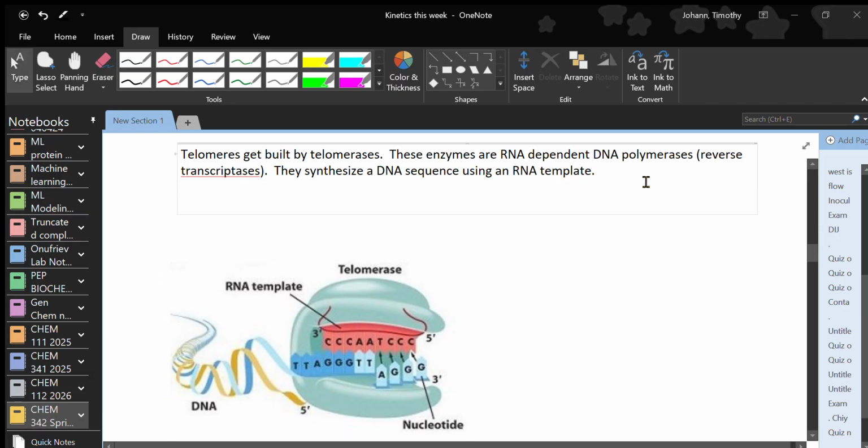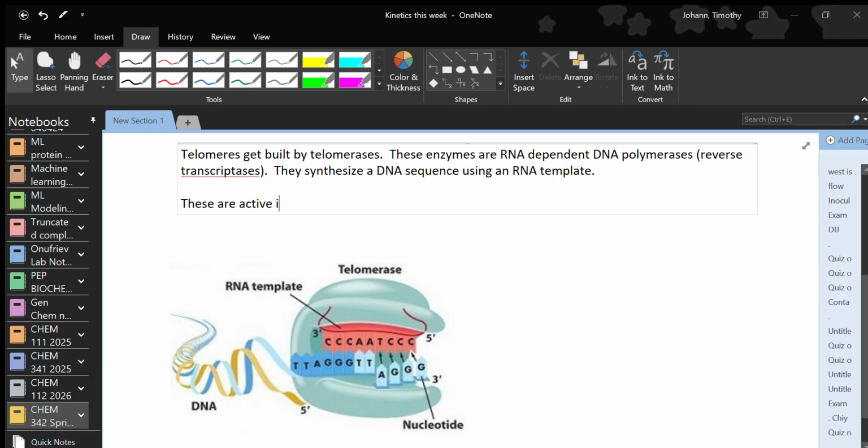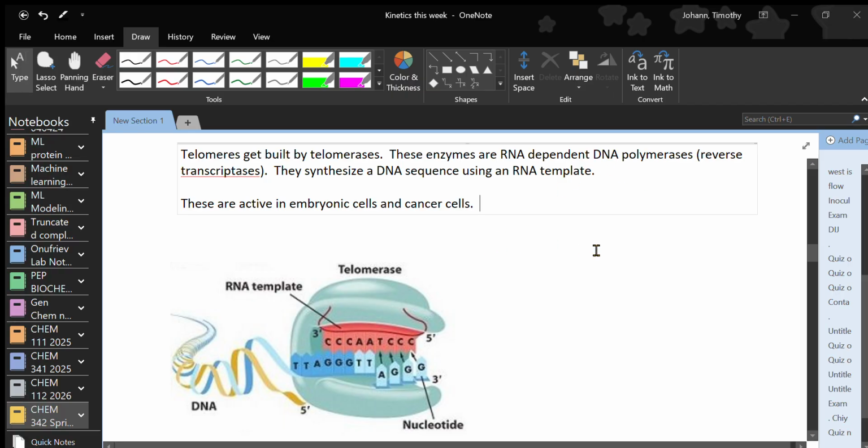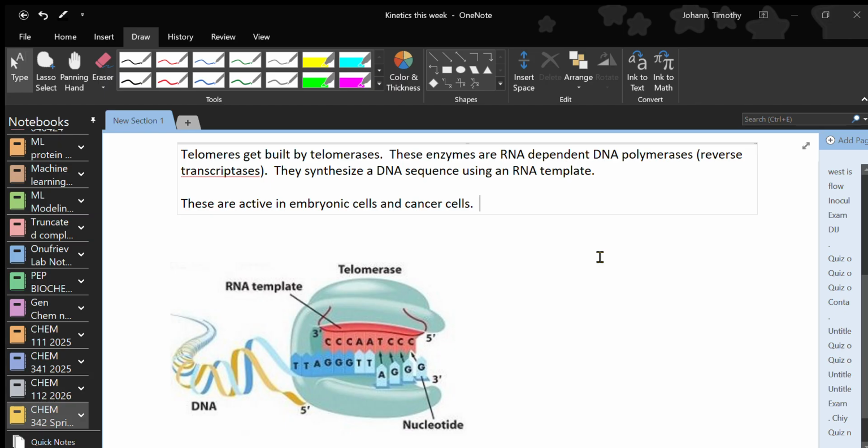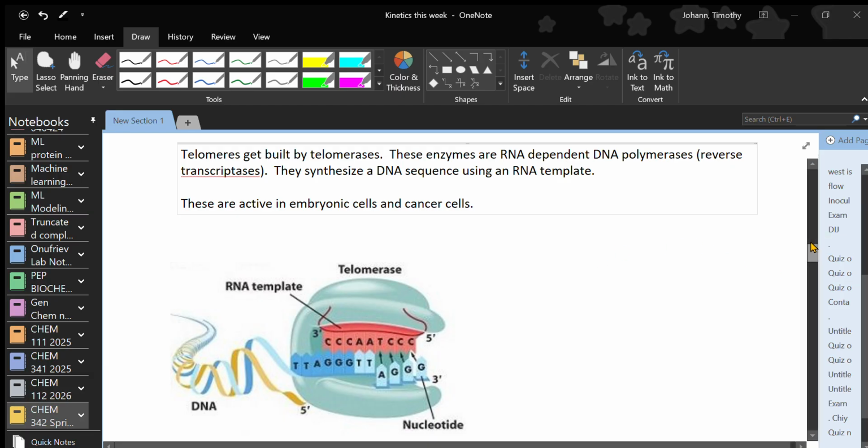And like I said before, these are active in embryonic cells and cancer cells. Okay, so one of the mutations that cancers need to get going is they need to activate their telomerases if they're going to continue to divide and divide and divide and divide. Otherwise, it's only about 50 divisions. So having these telomerases turned off is one of our gates against cancer. Questions?